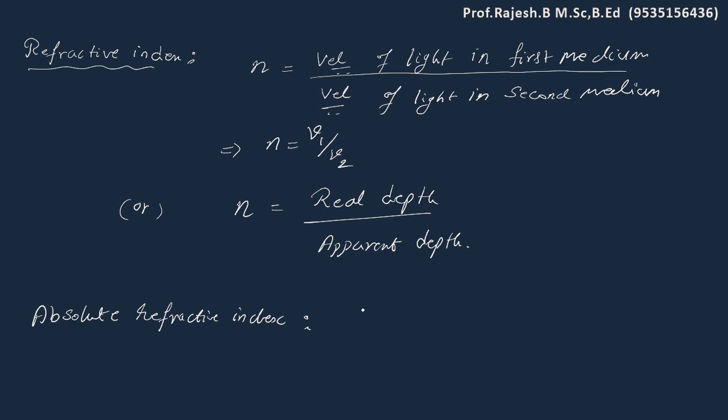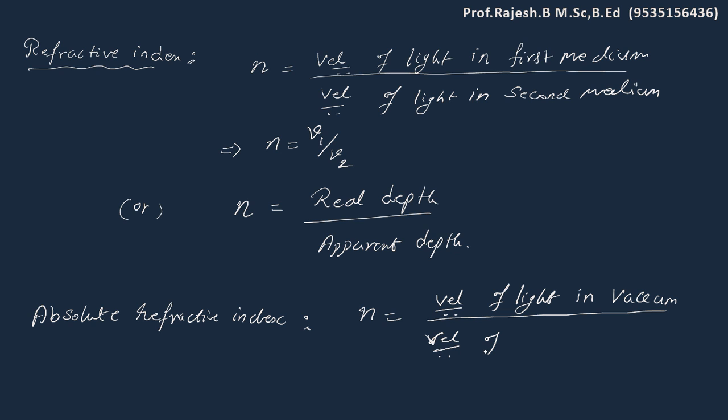The meaning of this is the first medium must be a vacuum. Velocity of light in vacuum, the first medium must be vacuum, and the second medium may be any other. Velocity of light in denser medium. So this ratio is called absolute refractive index.